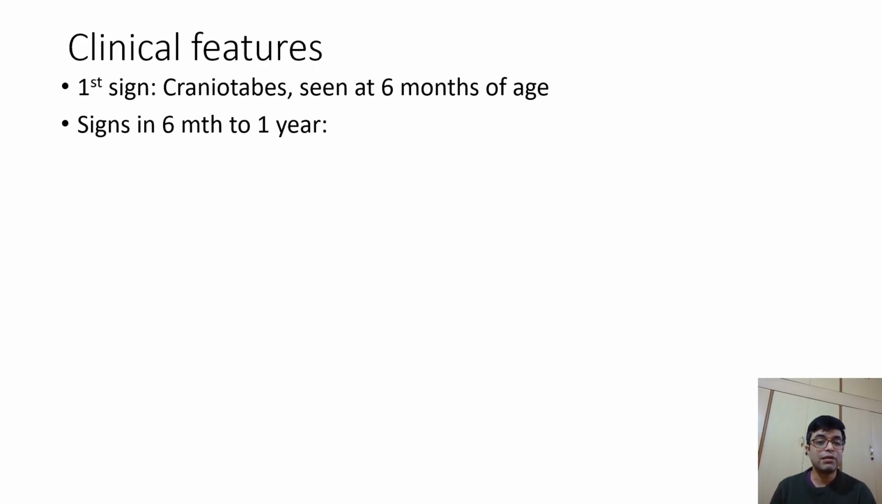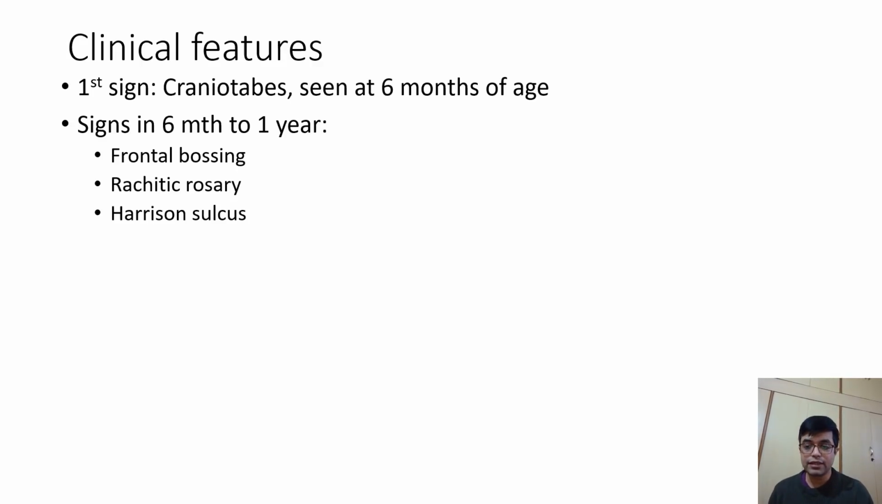What are the signs which appear between 6 months to 1 year? There is frontal bossing, prominence of the frontal bone and the parietal bone. Rachitic rosary, which is beading of the ribs. Harrison sulcus. Harrison sulcus is a transverse horizontal line which is produced on the anterior chest due to the diaphragm pulling on the weakened ribs. And widening of the wrist. Widened wrist begins when the child starts crawling and creeping. So there is pressure on the wrist and there is cupping, splaying, and fraying, leading to widening of the wrist.